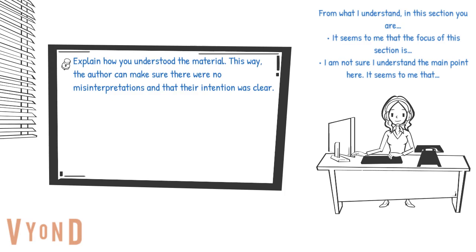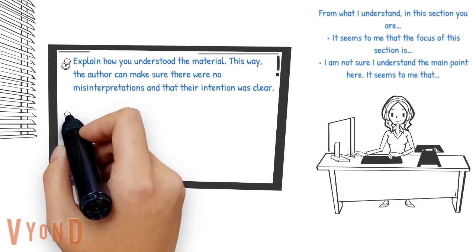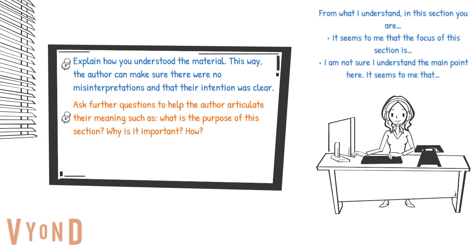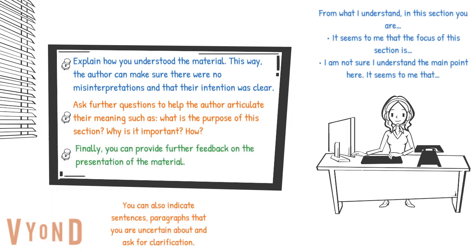How about, "I'm not sure I understand the main point here. It seems to me," and provide your reasoning. After indicating your understanding, you will know if that was the original intention. If not, then ask further questions to help the author articulate their meaning, such as, what is the purpose of this section? Why is it important? You can also indicate sentences or paragraphs that you are uncertain about and ask for clarification.